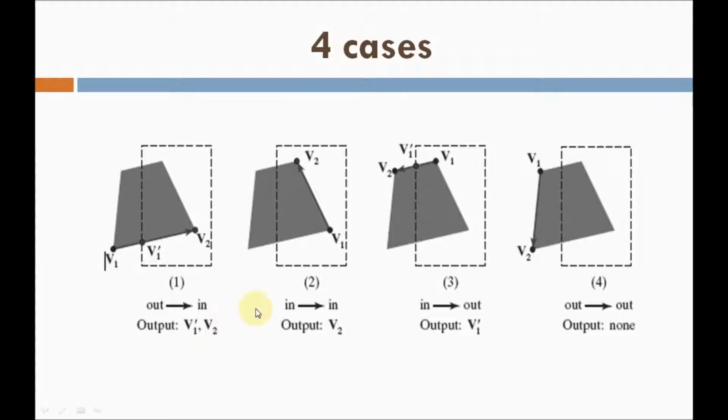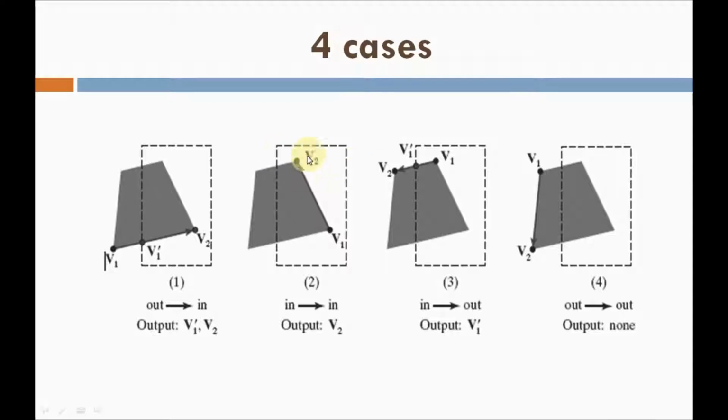Now what is the second case here? In the second case, you can see the edge between the vertices v1 and v2, both the vertices are inside the clipping window. So the movement is inside to inside. See the arrow mark. In that case, you have to consider only the second vertex, that is v2. You can see the output is v2. I consider only the second vertex.